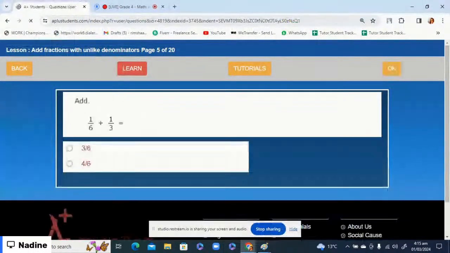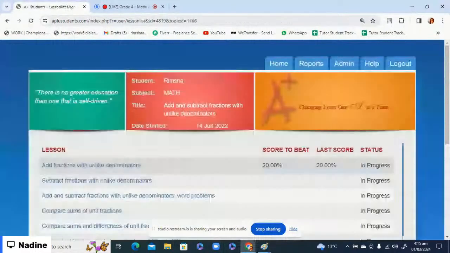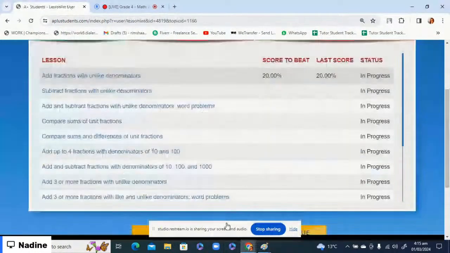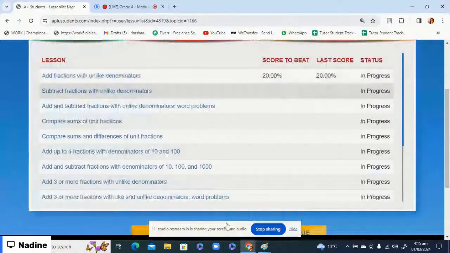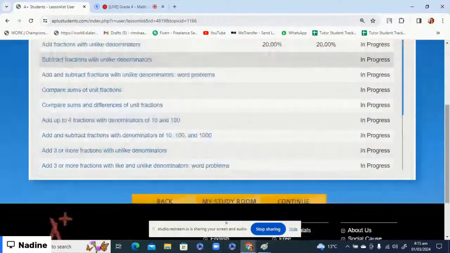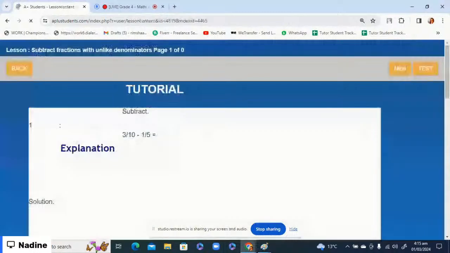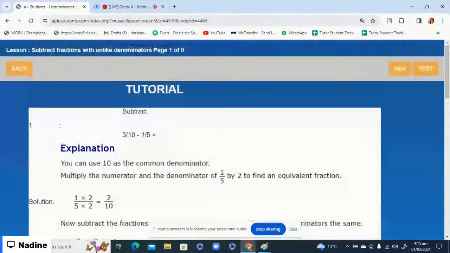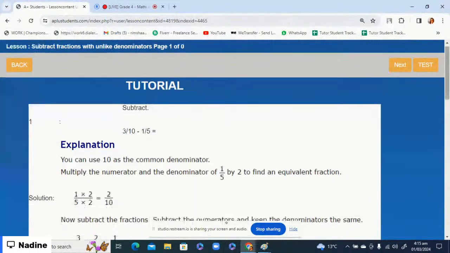Okay, now I hope you understand this lesson. Now let's discuss the next lesson. Okay. So the next lesson is subtract the fractions with unlike denominators. Now here we just added. Now we subtract the fractions with unlike denominators. So here is the question. Subtract 3 by 10 minus 1 over 5. Let me write, then we solve it.